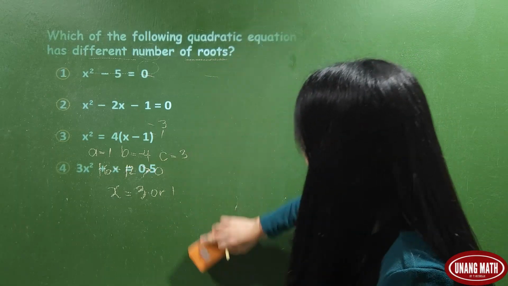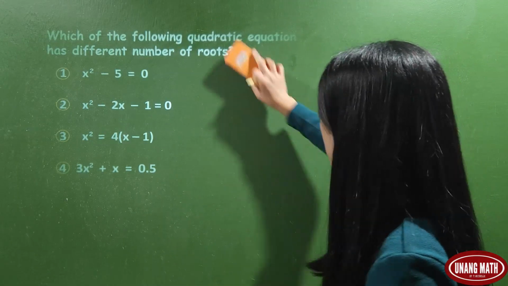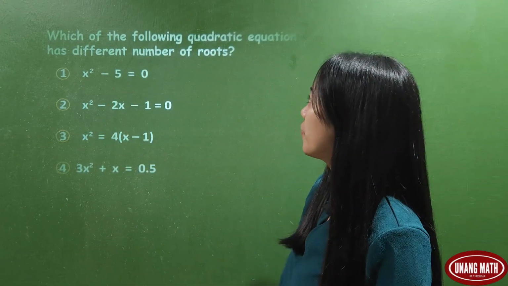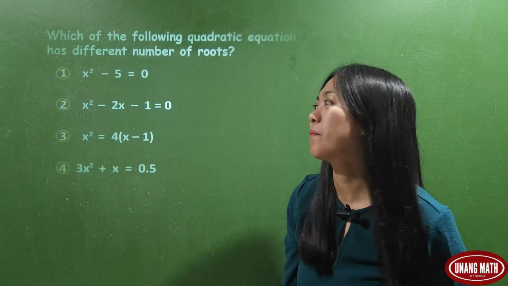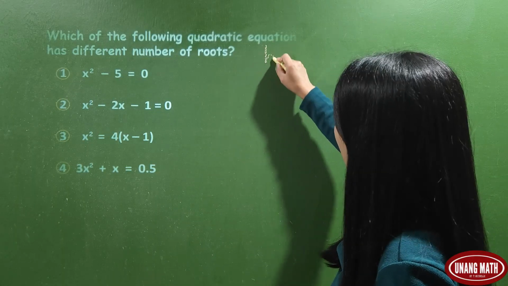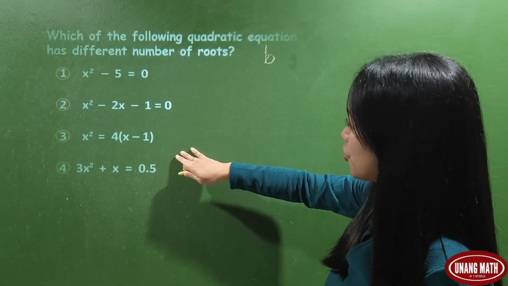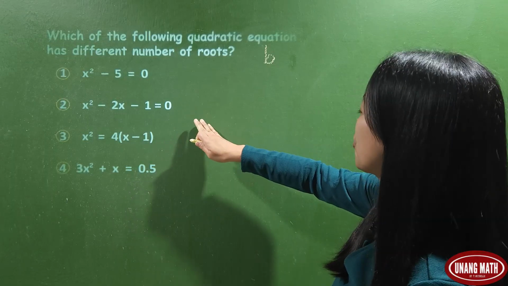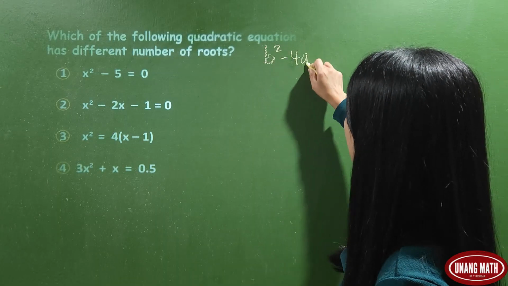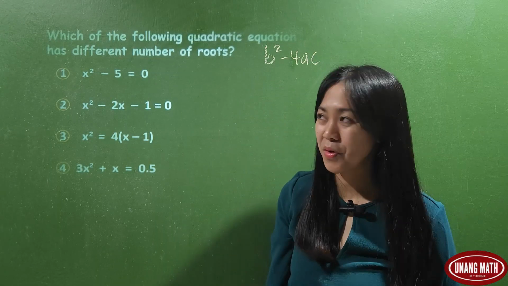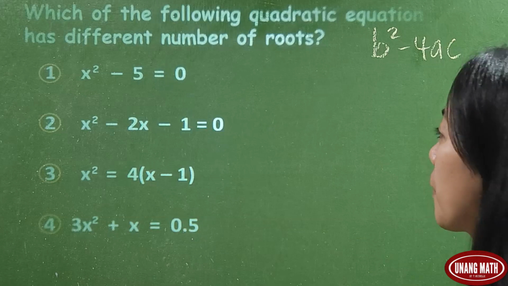Okay, we will be using the concept of the discriminant to answer this simple question. Which of the following quadratic equations has a different number of roots? We will be using the discriminant to find out which among these four quadratic equations has a different number of roots. Again, b squared minus 4ac. This is our discriminant.